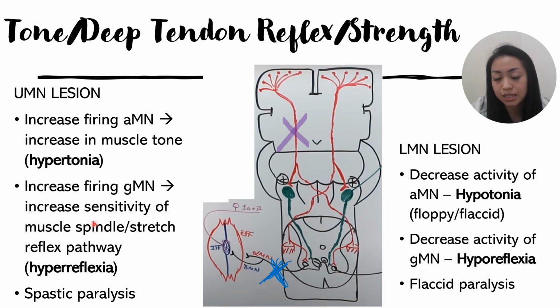And like I said, we see weakness in both scenarios, in upper motor neuron and lower motor neuron lesion. But in lower motor neuron lesion, it's termed flaccid paralysis. Okay? It's flaccid paralysis due to the fact that we have hypotonia and hyporeflexia. Flaccid just means that because of the decrease in tone and decrease in deep tendon reflex, it's a really floppy kind of paralysis. Okay, so that's the main difference, and I will talk about spastic paralysis in the next one.